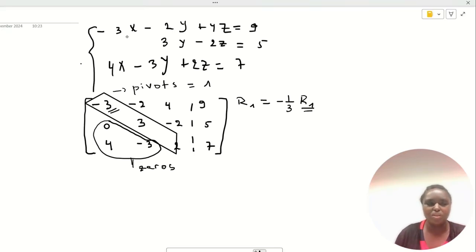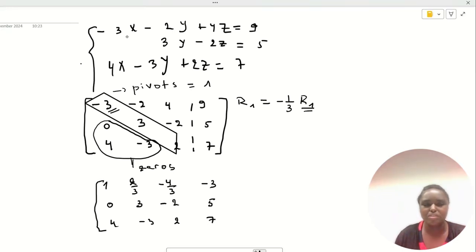If we do so, the first element will be equal to 1, the second element will be 2 over 3, the other element will be minus 4 over 3, and the other element will be minus 3. And we keep the other rows: minus 2, 5, and 4, and minus 3, 2, and 7. Yes, this is the first step.